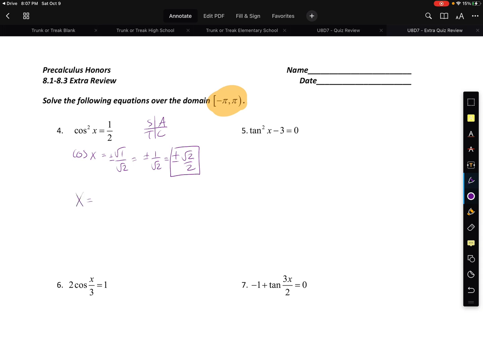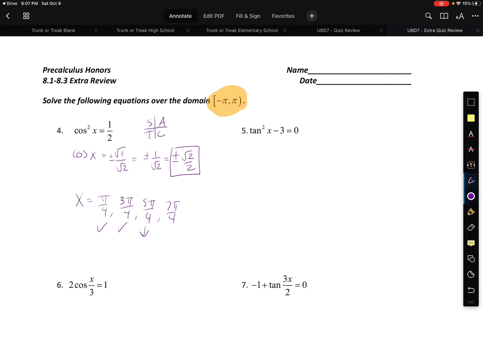Now when we usually do this problem, we're saying we got pi over 4, we got 3 pi over 4, we got 5 pi over 4, and we got 7 pi over 4. But the problem is that we have a new domain. So with our new domain, this is good, this is good, this is not good.